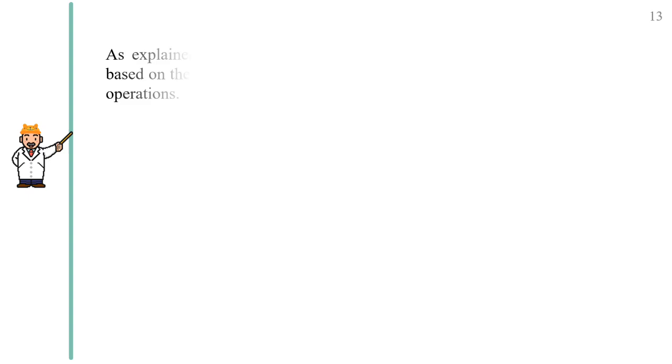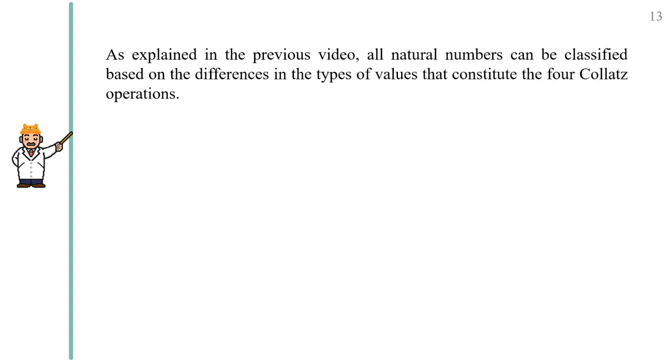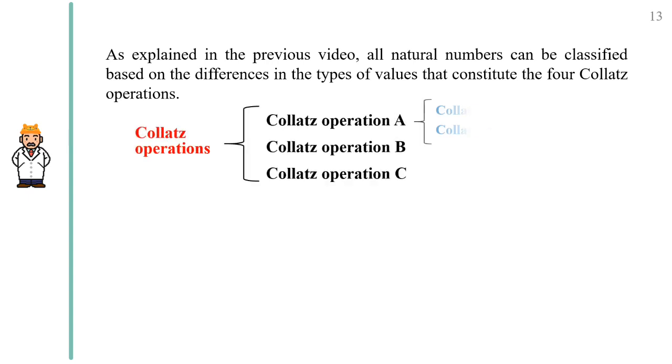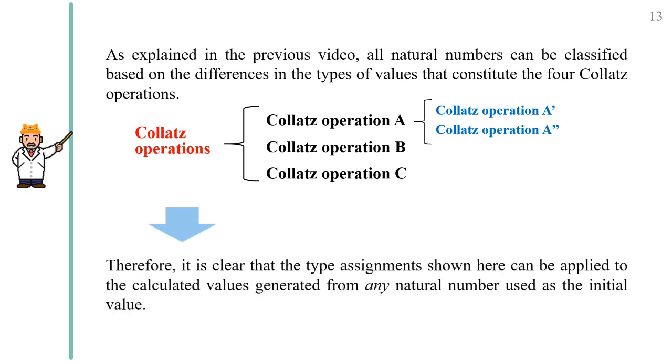As explained in the previous video, all natural numbers can be classified based on the differences in the types of values that constitute the 4 Collatz operations. Therefore, it is clear that the type assignment shown here can be applied to the calculated values generated from any natural number used as the initial value.